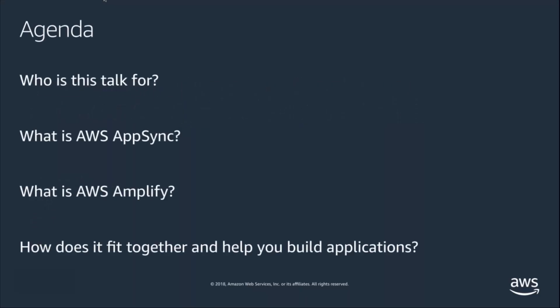So what's our agenda for today? First, we're going to talk about who this talk is for and who would get benefit from it. We're then going to go over what AWS AppSync is and how to use it. We're then going to talk about AWS Amplify and what that new tool chain provides. And then we're going to talk about how we can fit it all together and how it helps you build applications.